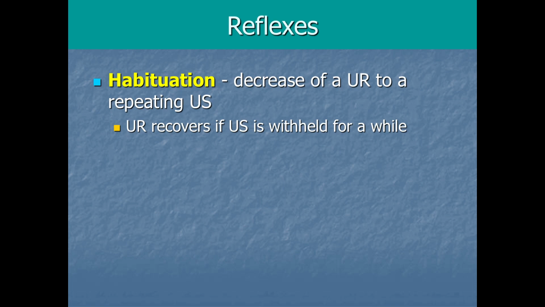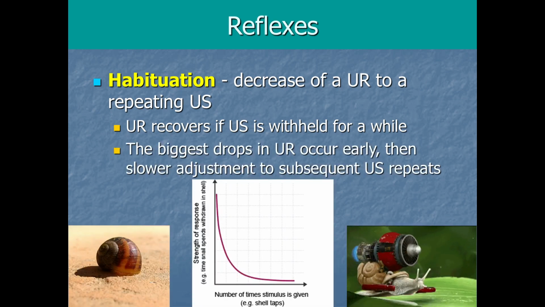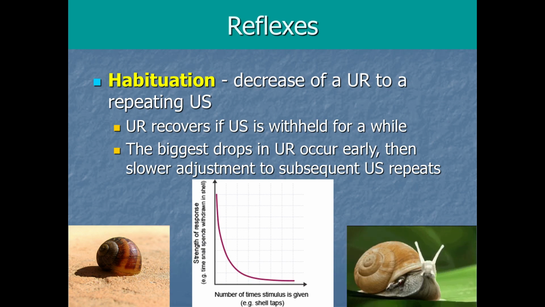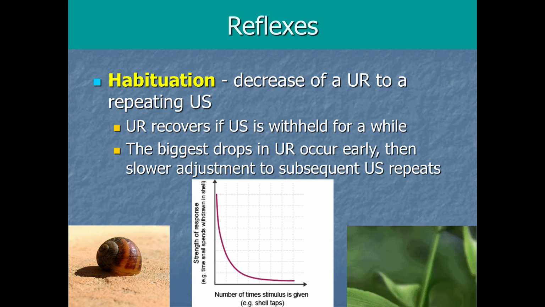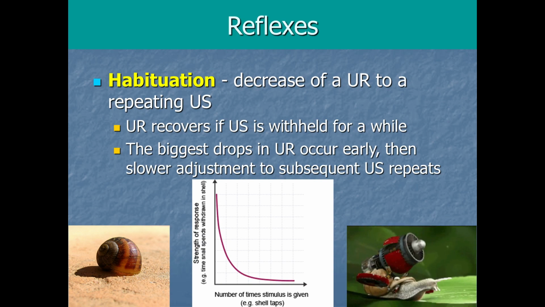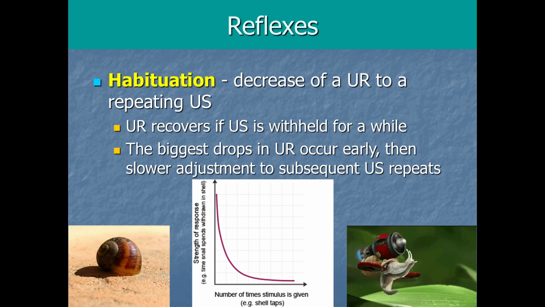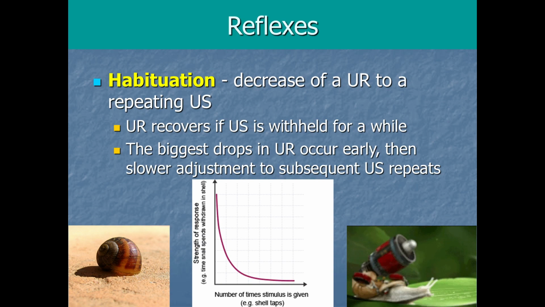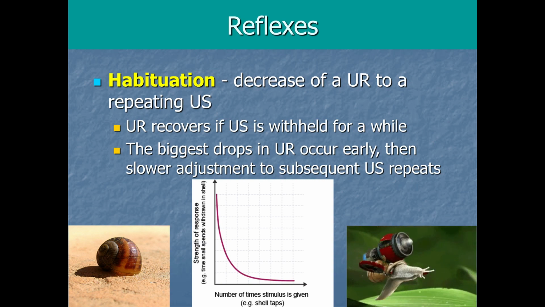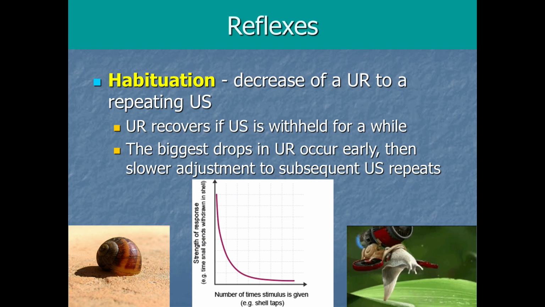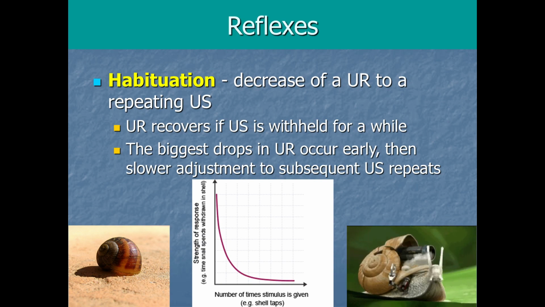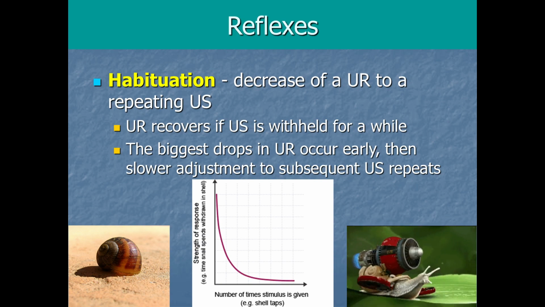Also, for habituation, the biggest drop in the unconditioned response occurs early in the process, after those first few times the reflex is activated. Then you get a slower adjustment to subsequent unconditioned stimulus repeats. In other words, eventually you're only getting a little bit more habituated each time, whereas at first you were getting a lot of habituation during those initial exposures.